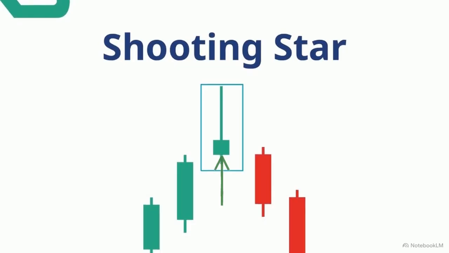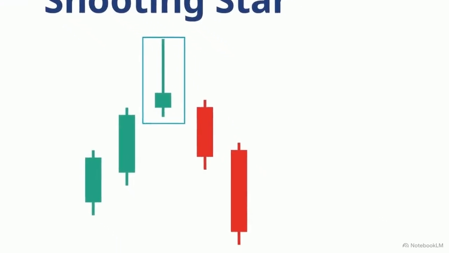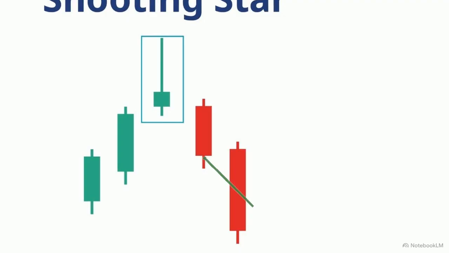Look at the shooting star candle at the peak of this trend. It has a tiny green body and a long upper shadow. This wick represents a liquidity sweep. Buyers pushed past the barrier, but sellers instantly overpowered them, rejecting higher prices.